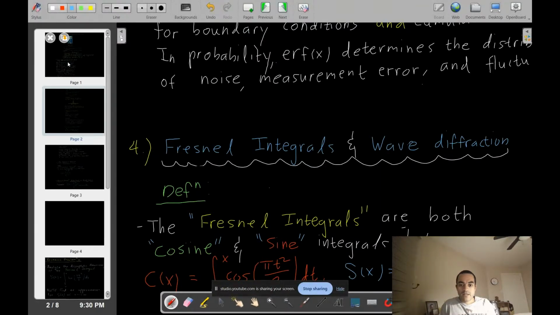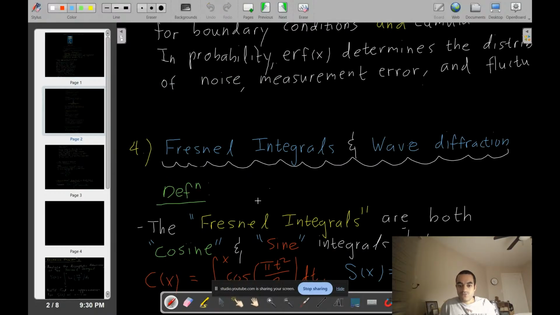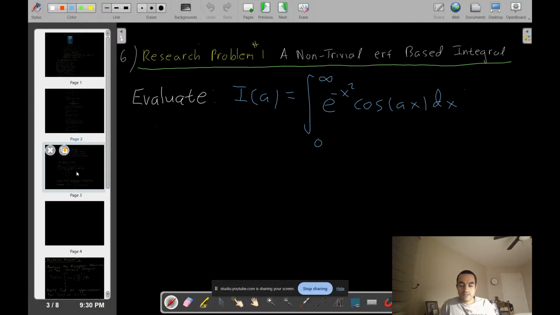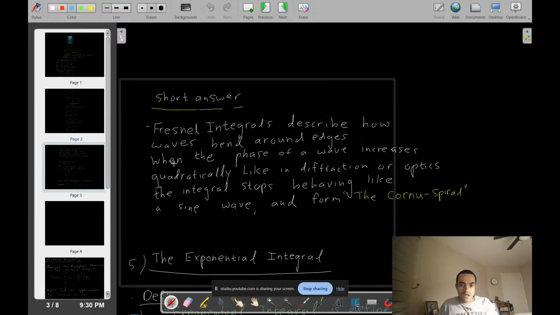So we're looking at that guy right there. So we look at the Fresnel integral. Sorry about that. Okay, let's go to the next page. Sorry about that one.